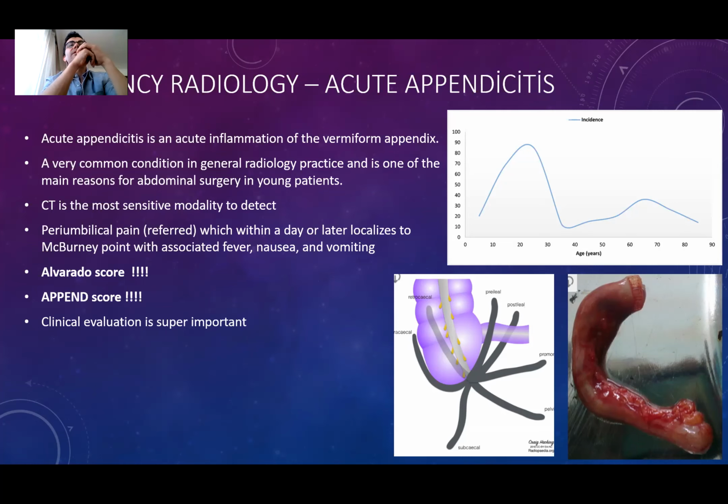Okay, it has a two-peak age distribution. First of all, it's very common in children. Then after the mid ages, it usually goes down, and after the 6th decade the prevalence increases afterwards. So it's a very common condition in general radiology practice, and it's obviously the main reason for abdominal surgery in young patients, combined with gallbladder problems.